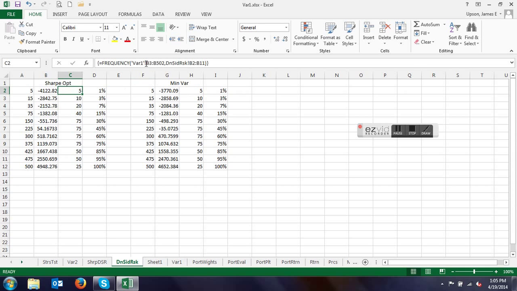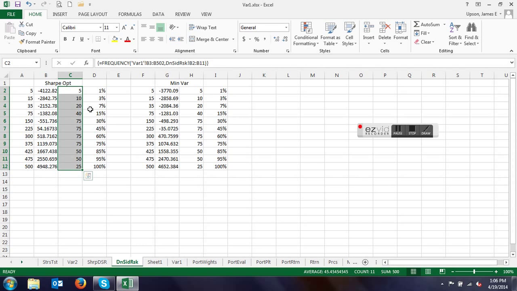And then we're going to use the frequency function. So this is what it looks like. You'll notice it has the brace on either side, and that's telling you that this is an array function. So in order to do the array function, we're going to highlight the entire list. So we want 11 buckets from 10 bins.